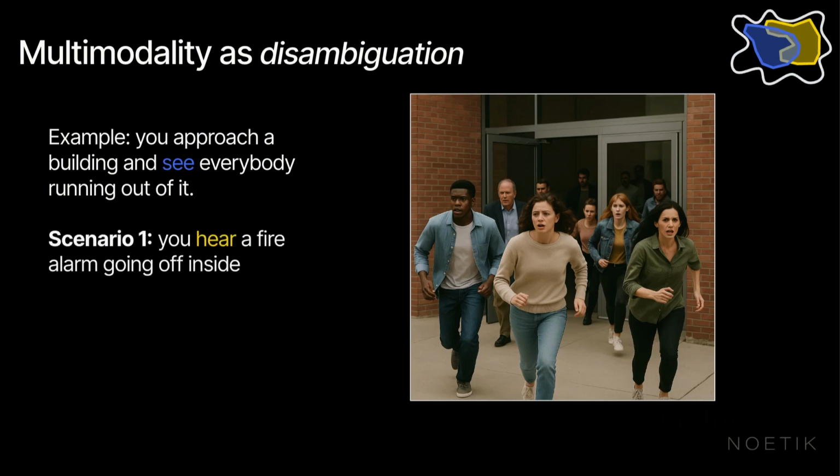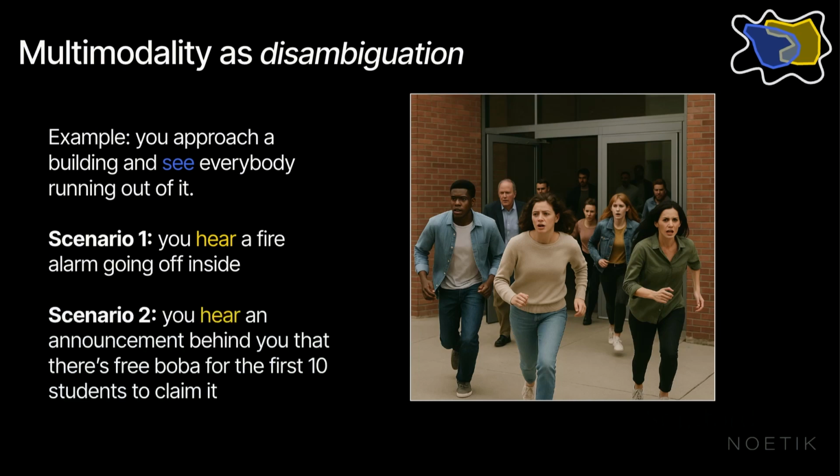Now, if you combine that with your sense of hearing, you might hear that there is a fire alarm going off inside, and that rapidly disambiguates which state of the world you're in, that there's a fire and everyone's running away from it. But you could also have a second scenario where you hear an announcement that there's free boba for the first 10 students that get to it, and now everyone is sprinting out of the building, and your world model should update, right? If you want boba, you need to turn around and go one direction, maybe to where the announcement is saying to go. If there's a fire, you head to the nearest evacuation point or whatever it is we're all supposed to do if that happens.